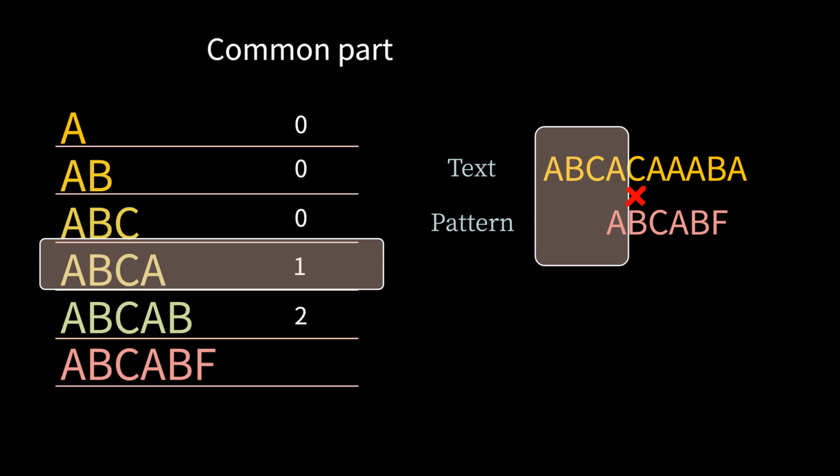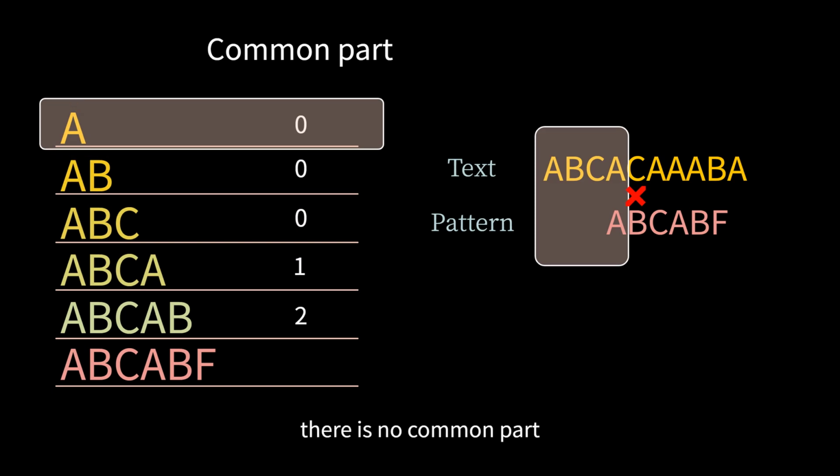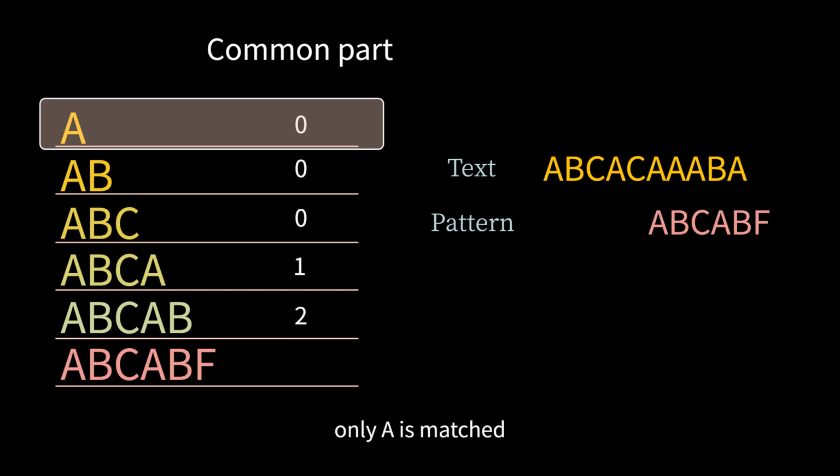Then continue to compare. B and C are not the same. Now, what is matched is A. There is no common part, so it is moved completely past. Then C and A are not the same. Move directly to the right. Then only A is matched, and the lookup table value is still 0. So continue. By analogy, obviously the text has no matching pattern.